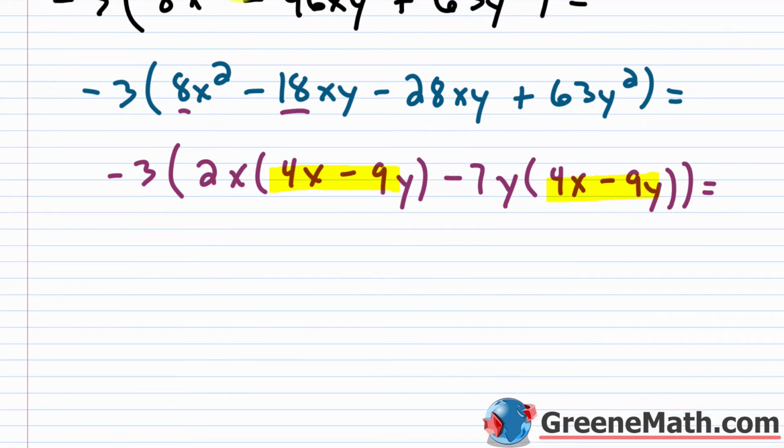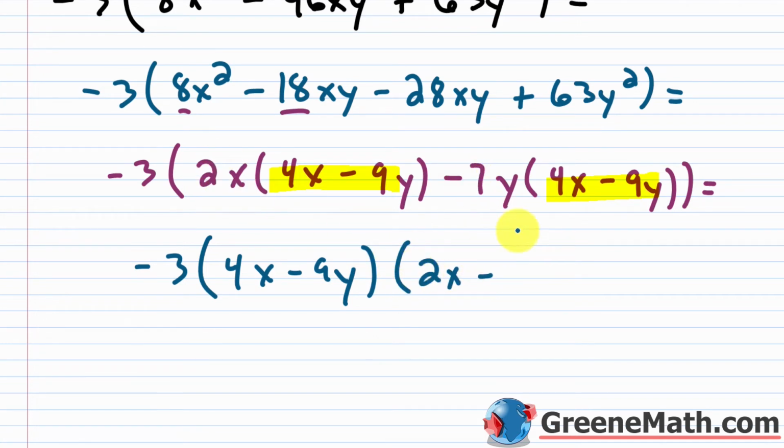Let's pull this down, and let's go through here. Let me change my color. So I have the negative 3 out in front. So I'll have the quantity 4x minus 9y, pulling that out. And then you're going to have times this quantity, you're going to have 2x, and then minus this 7y here. So negative 3 times the quantity 4x minus 9y times the quantity 2x minus 7y.